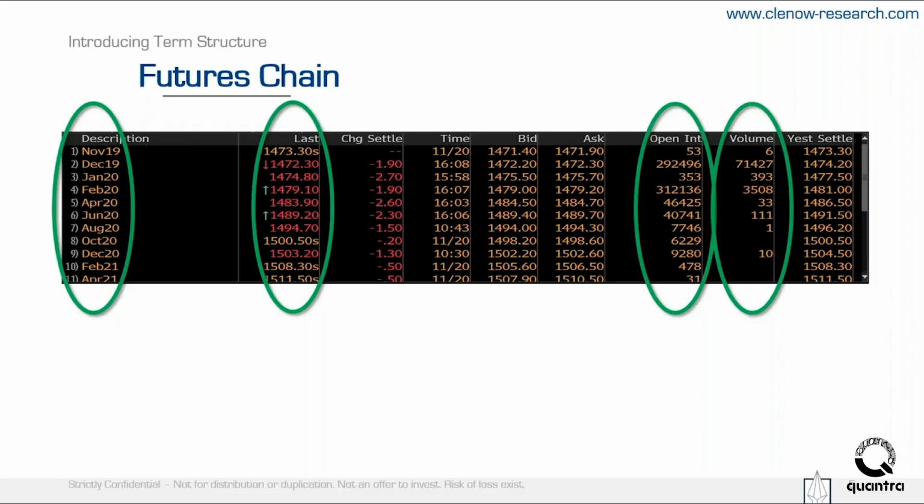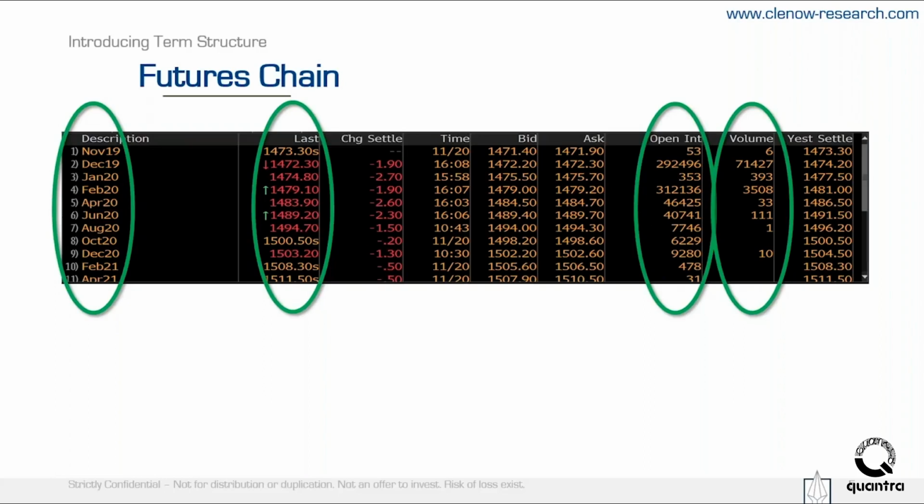The last two columns there show measurement of activity or liquidity. Volume is something that I'm sure you're used to in whatever asset class you're used to trading. If I make a trade right now, if I buy one contract, the volume will tick up by 1 for that delivery.